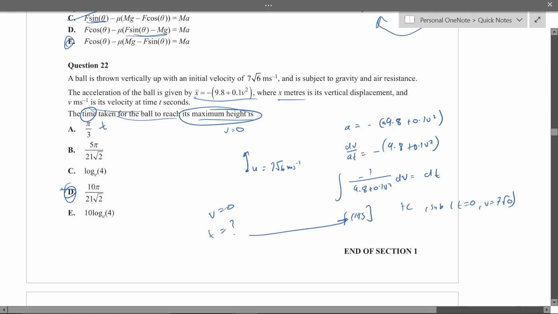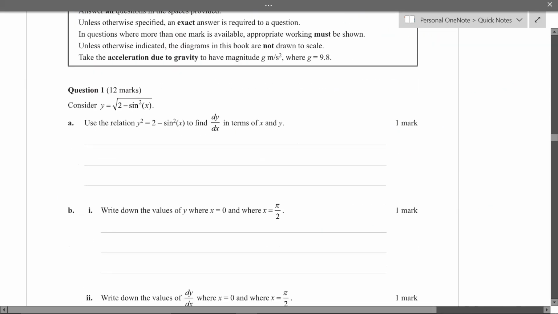I think if you put it into your CAS, you actually get 10 pi, oh no, you get 5 pi root 2 over 21, or something like that. Yeah, you do get this one, but make sure you don't choose B because the root 2 is in the wrong place. And if you simplify this by multiplying both sides by root 2, you actually get D. So that's the multiple choice.